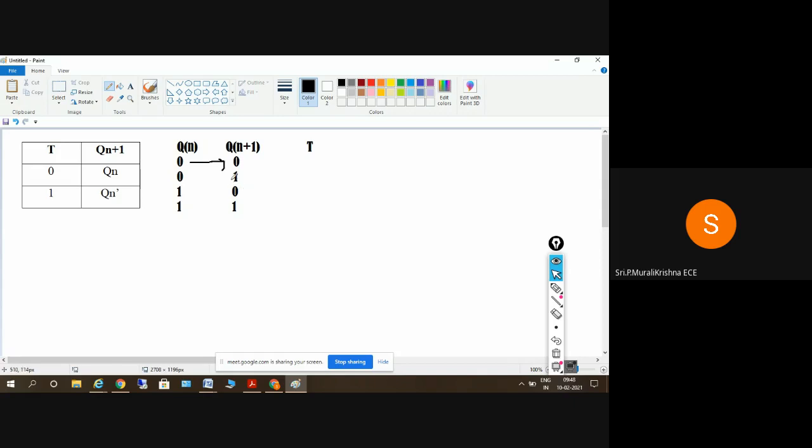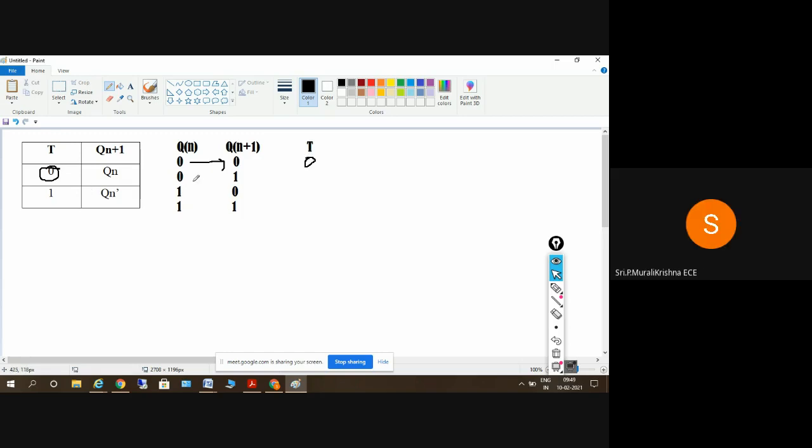So what is the first state here? So 0 to 0, what state is that? It is no change state, right? So no change state comes when T is 0.